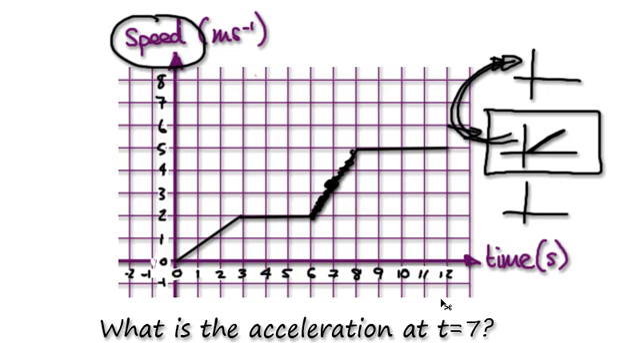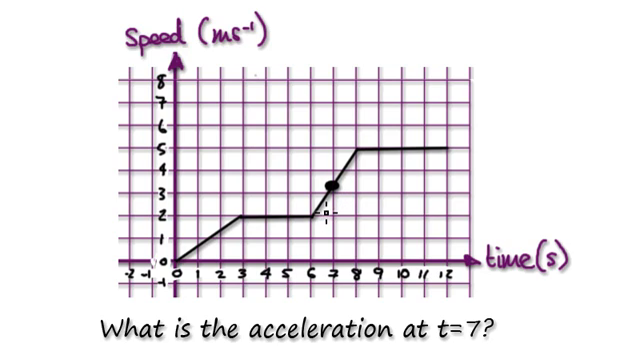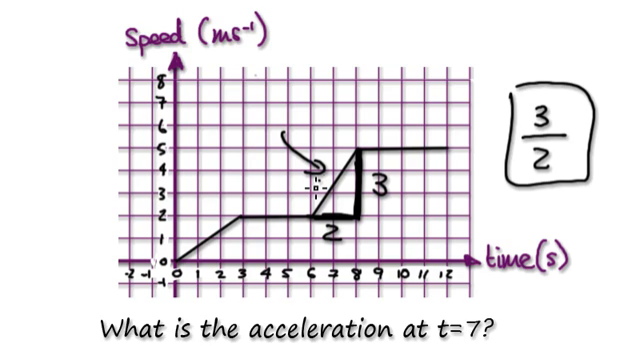So, to answer this question, the acceleration here is really the same as the acceleration here, and the same as the acceleration here. Your job is to find the gradient at any point on that line. It doesn't matter where. The gradient will be the up and down, which will be 3 in this case, divided by the across, which will be 2. So the gradient of this line is 3 over 2, and the gradient also represents the acceleration. So the answer here is 3 over 2. It's really you finding out the gradient of this line at time equals 7.